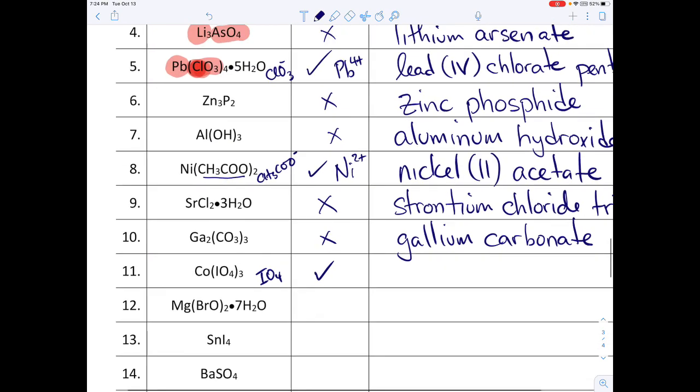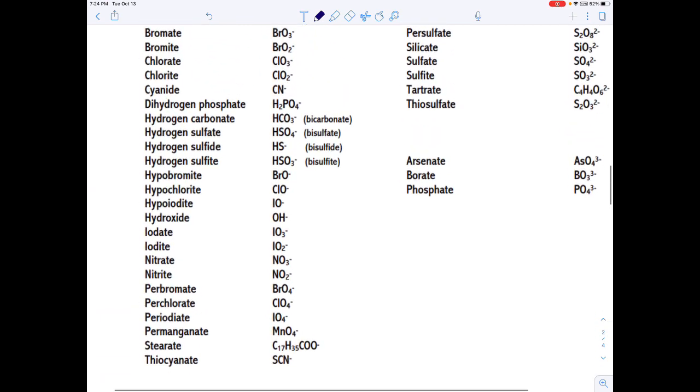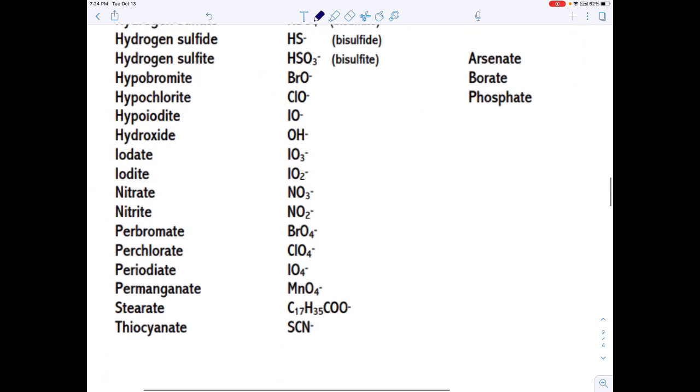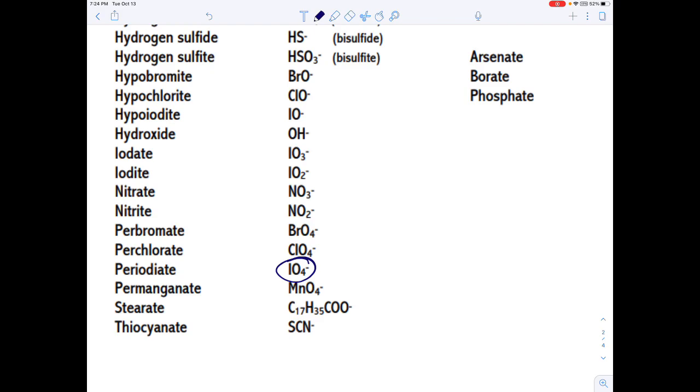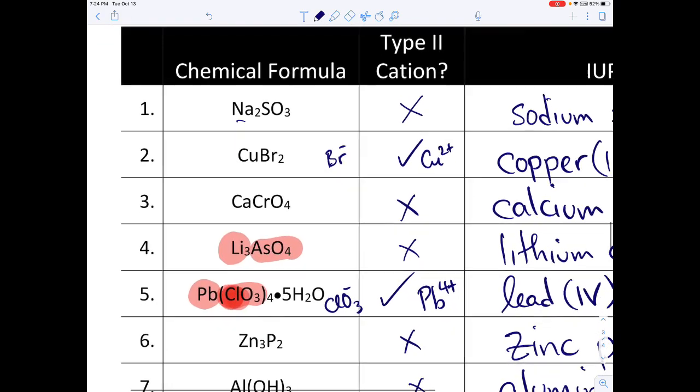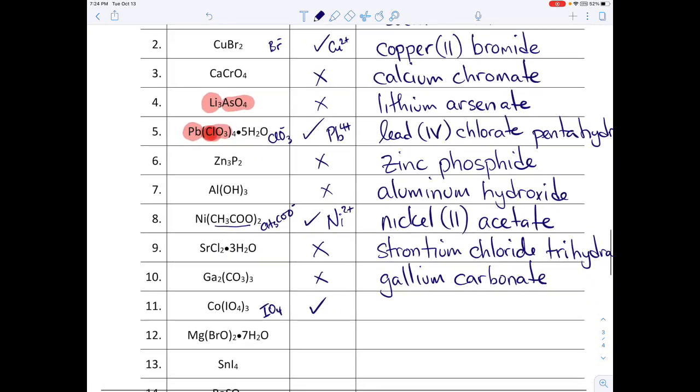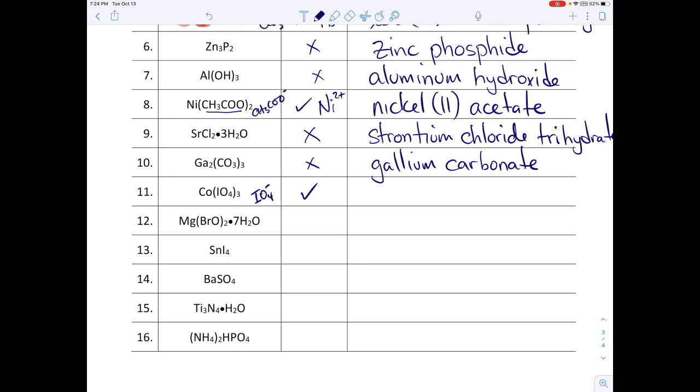IO4, well, that's called periodate. Again, it's over here on my list of complex ions, periodate, IO4 minus. So its charge is just a -1. So IO4 -1 or 1 minus. Now we have 3 of those. Look outside the brackets, there's a 3. So 3 of these are bonded to the cobalt.